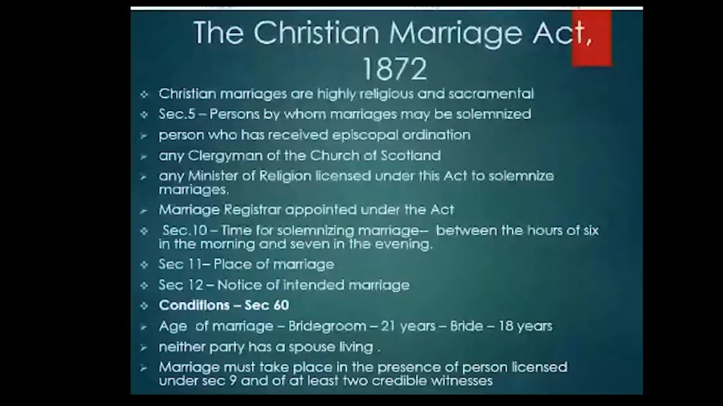Then Section 10 defines the time for solemnizing marriage: between the hours of 6 in the morning and 7 in the evening. Section 11 states the place of marriage, and Section 12 says about the notice of intended marriage. There is a condition in Section 60. The legal age of marriage is again the same: the bridegroom will be 21 years and the bride will be 18 years. Neither party has a spouse living, and the marriage must take place in the presence of a person licensed under Section 9, and at least 2 credible witnesses should be there.